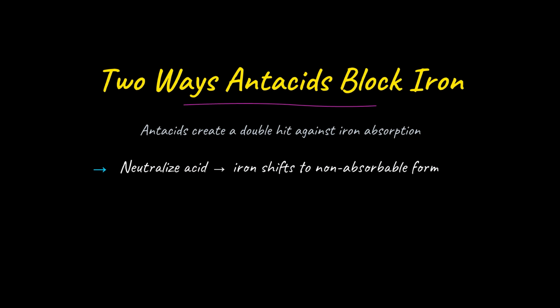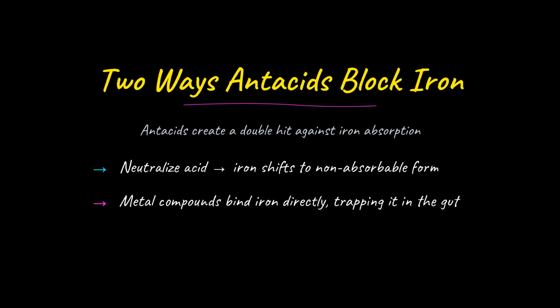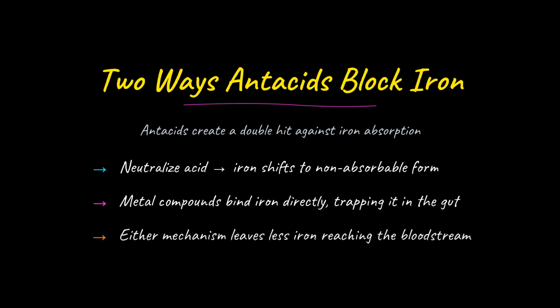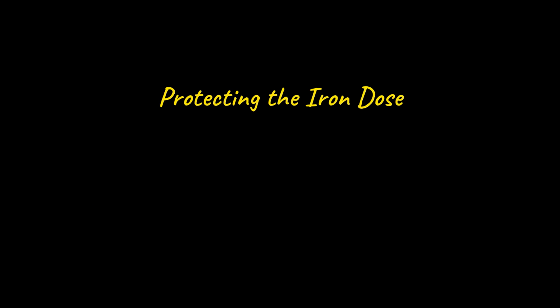Antacids interfere in two distinct ways. First, they neutralize the stomach acid iron depends on. Second, the metal compounds in many antacids bind iron directly, much as they bind certain antibiotics, trapping it before it can be absorbed. Together, these are a double hit. The fix is straightforward. Separate the iron and the antacid by at least 1 hour, so the stomach is acidic when the iron arrives. Taking iron on an empty stomach and pairing it with a source of vitamin C further maximizes absorption, while the antacid is shifted to a different part of the day.